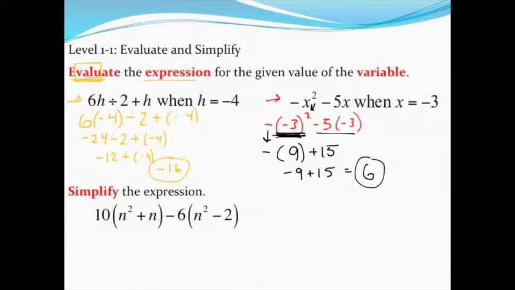And then finally, finishing up some of the basics, when I'm asked to simplify an expression, I just want to make it look simpler. Our answer might not be a number like we had up top when we evaluated. Our answer might be a completely different expression. So when you see the number outside of parentheses, you're probably thinking distributive property, and you'd be right. Take everything inside and multiply by the number in front. So I'm going to have 10n squared plus 10n.